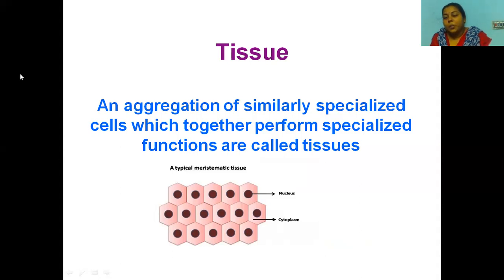So all the metabolic events are performed by the single cell itself, like taking in food materials, digestion, metabolism, excretion, respiration. All these activities are performed by a single solo cell in unicellular organisms. Examples of unicellular organisms: amoeba, paramecium. Now let us see the multicellular.